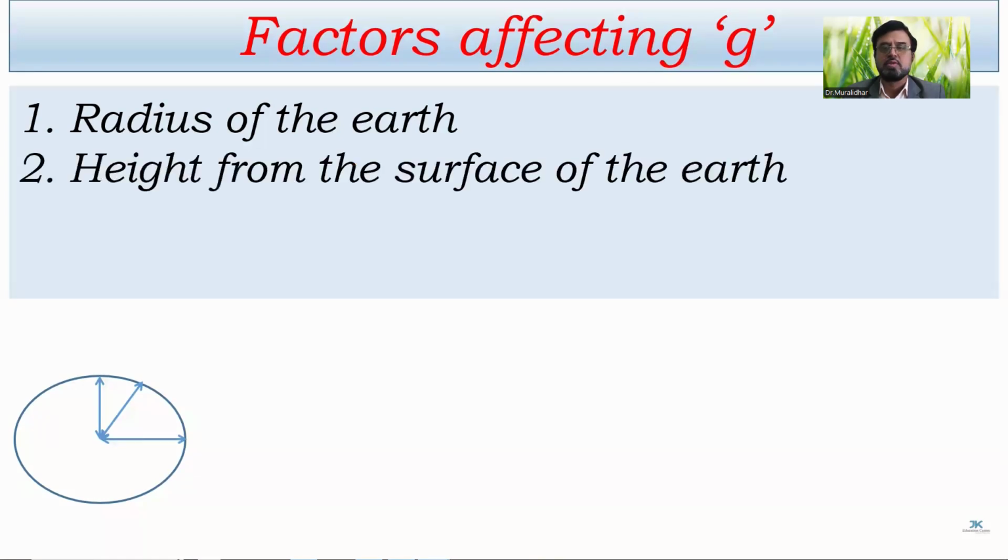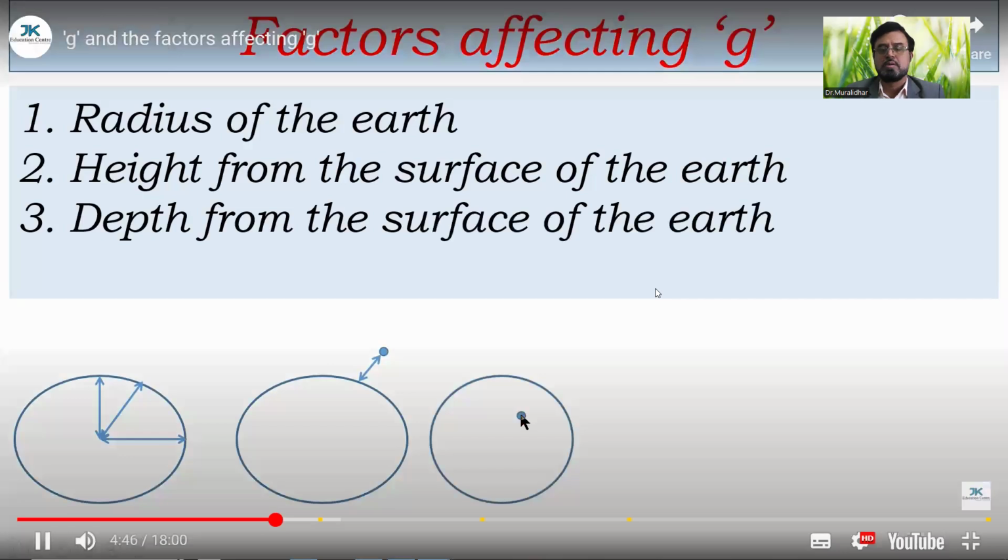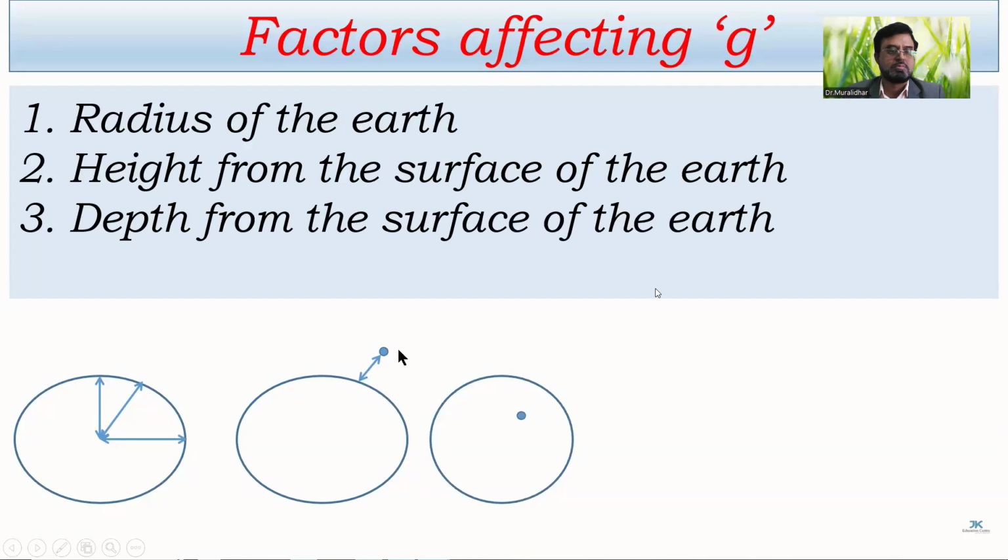g depends upon height from the surface of the Earth. As the height from the surface of the Earth increases, the acceleration due to gravity decreases. Value of g becomes less. Height from the surface. Depth from the surface of the Earth. As we go to the depth of the Earth from the surface, let's say at this place, then the acceleration due to gravity at this place is less than at the surface. This is very interesting. When we go to height, g decreases. When we go inside the Earth, g decreases. This way, g is maximum on the surface of the Earth.